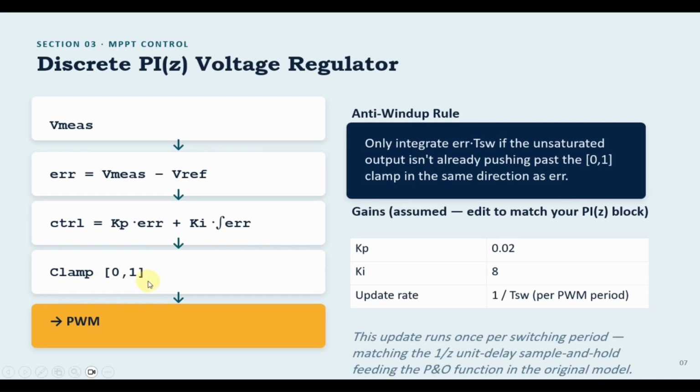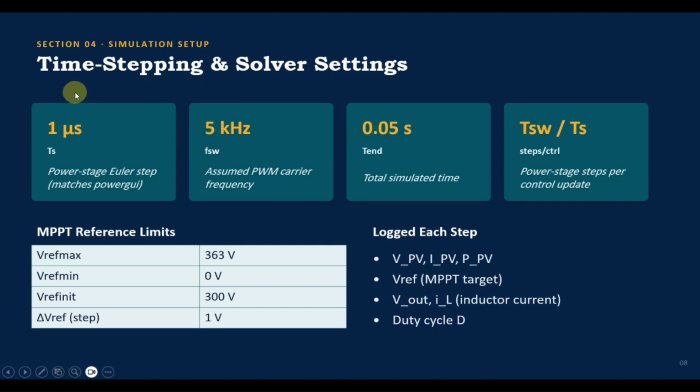And just like the MPPT block, this entire PI update only runs once per switching period, not every single simulation time step, which mirrors that 1/z delay block feeding into the controller in the original Simulink diagram. Quick rundown of the numbers driving the simulation. The power stage steps forward every 1 microsecond. That matches the solver step in the original power GUI block. The switching frequency is assumed at 5 kHz, and we simulate a total of 50 milliseconds, which is enough time to see the MPPT settle.